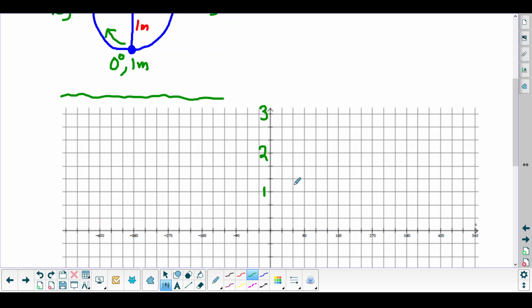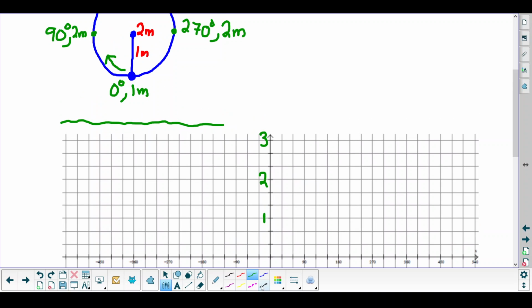Okay. So let's start here. So we start at the bottom here. So 0. Let's choose a different color. So 0 degrees, we're at 1 meter. 90 degrees, we're at 2 meters. 180, 3 meters. 270, we're at 2 meters again. And at 360, we're at 1 meter. And we get a beautiful curve again.